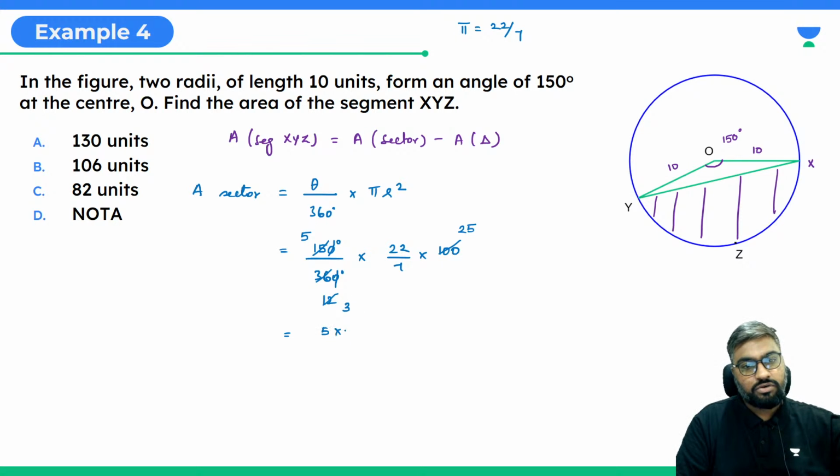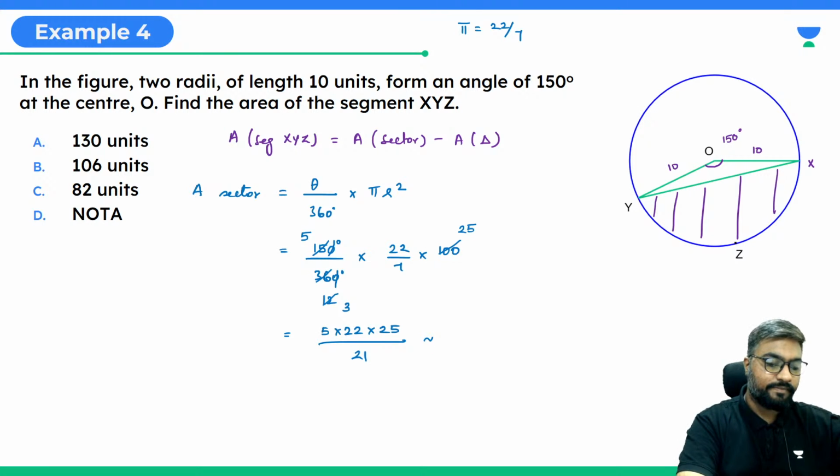5 into 22 into 25 by 21, I'm using a calculator. 5 into 22 into 25 divided by 21, we're getting about 130.95, which is 131 approximately. So 131 square units is the area of the sector. So this won't be the answer unless and until we find the area of our triangle, right? Next we have to find out the area of this particular triangle XOY.